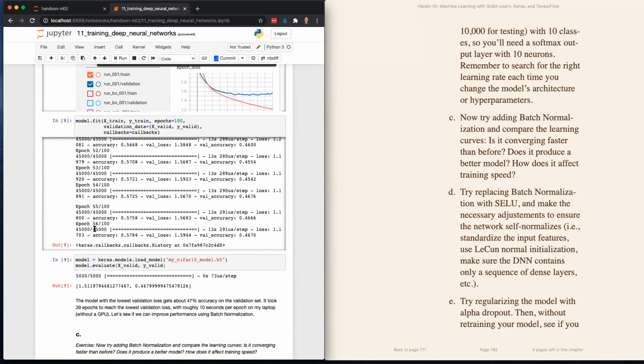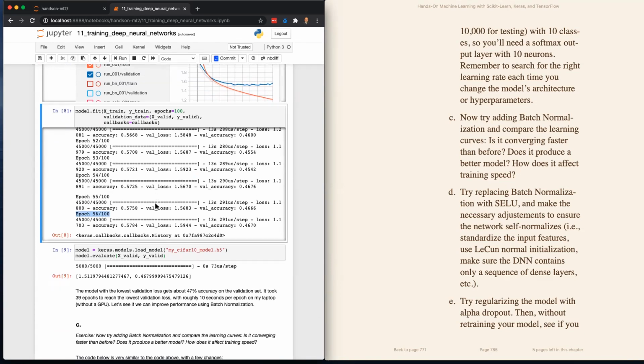Gautam, do you want to complete this run or move on to the next one? Yeah, we can move on. We can move on. Yeah, sure.